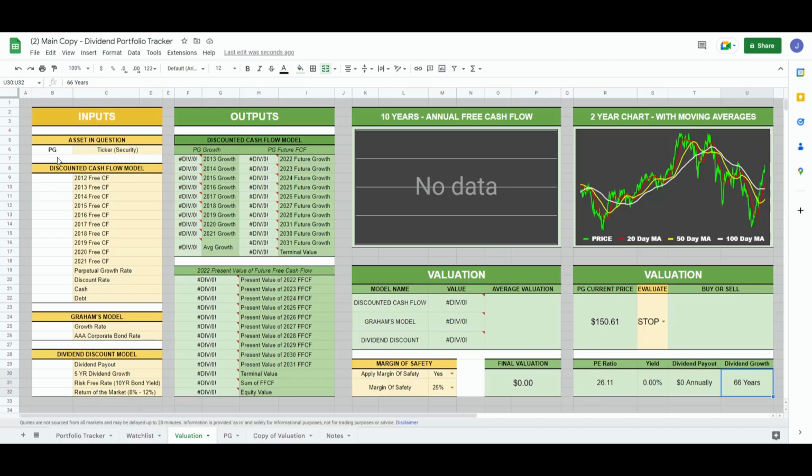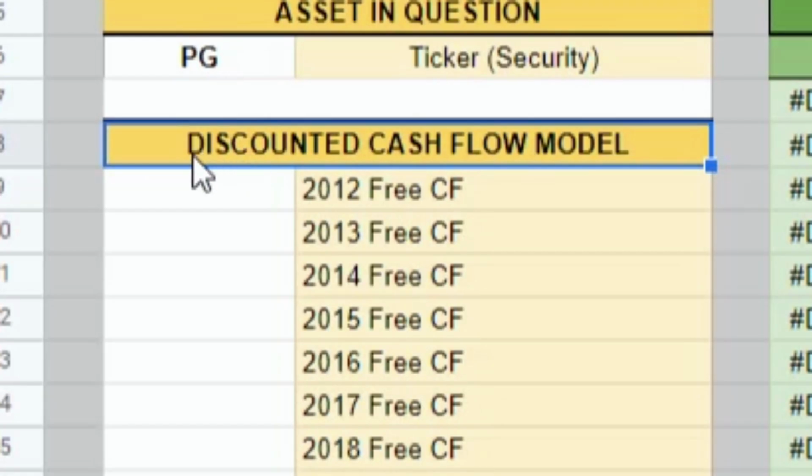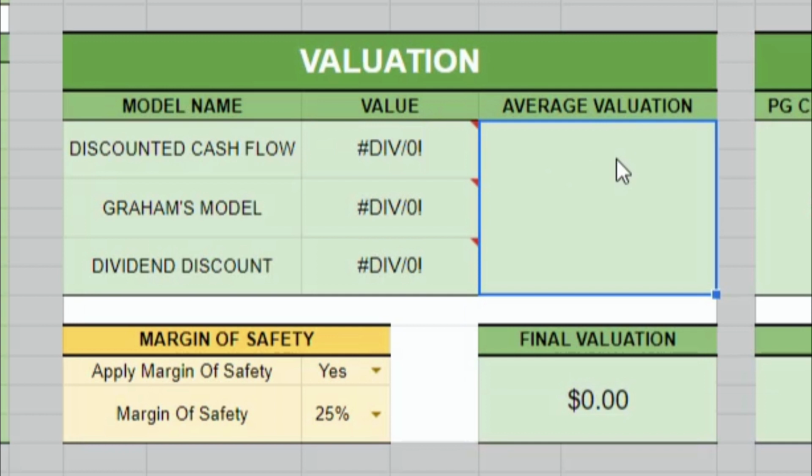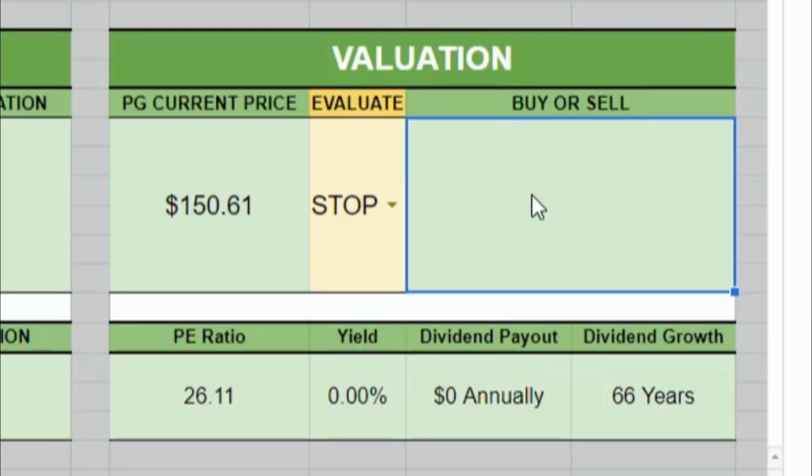So what are we going to do with Procter & Gamble? We are going to run it through the discounted cash flow model, Graham's model, and the dividend discount model, come out with a valuation, average these valuations, apply a margin of safety, usually around 20 to 25%, come to a final valuation, and then that will trigger if we are going to have a buy or sell for Procter & Gamble.